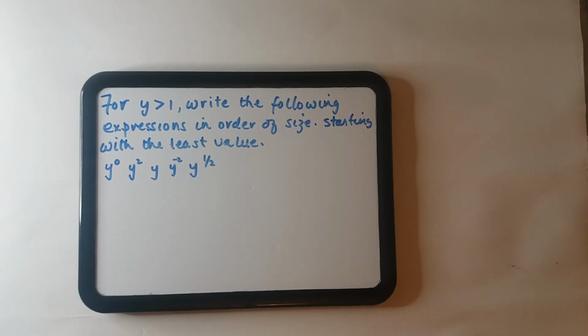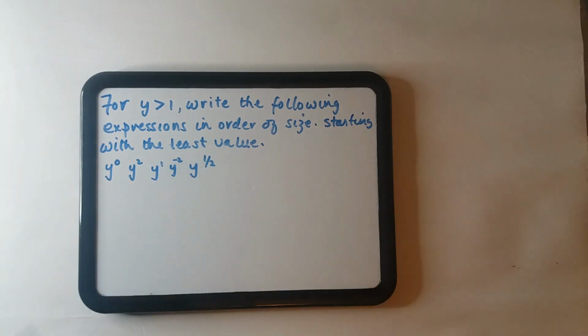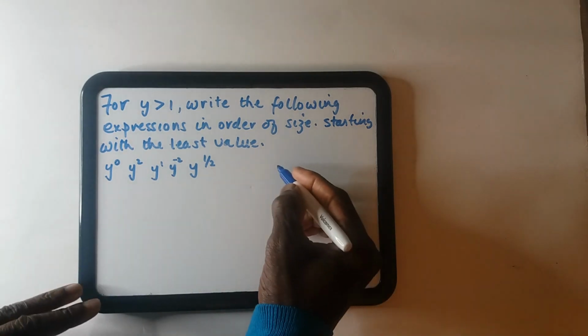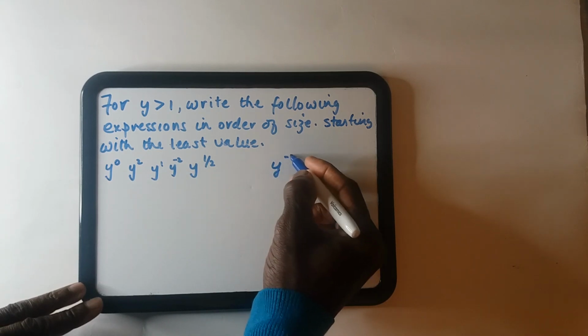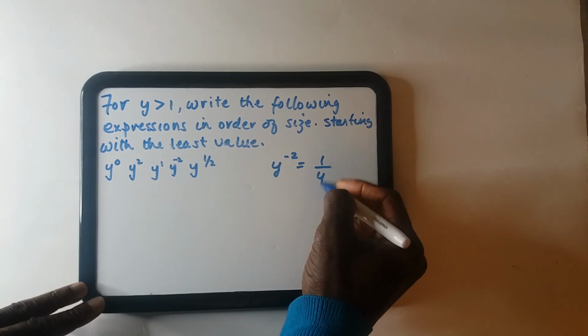Y raised to the power of 0, any number greater than 1 raised to the power of 0, is actually 1. So we know the value of y to the 0 is 1. Y squared means we square the value of y. And y has a power of 1, so this is just y on its own. Y to the negative 2, well, we can express this differently as 1 over y squared, the reciprocal of y squared.